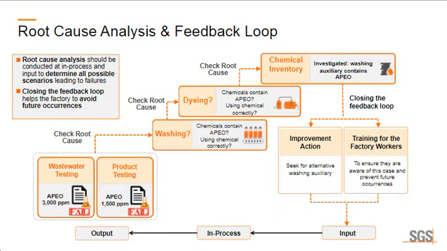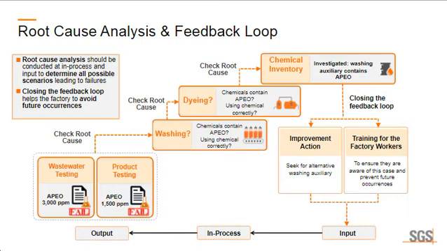So maybe in this diagram I give some example, like if the factory finds some failure in their wastewater testing. The failed item is APEO, and the result is 3,000 ppm, and then they need to conduct the root cause analysis, the RCA.